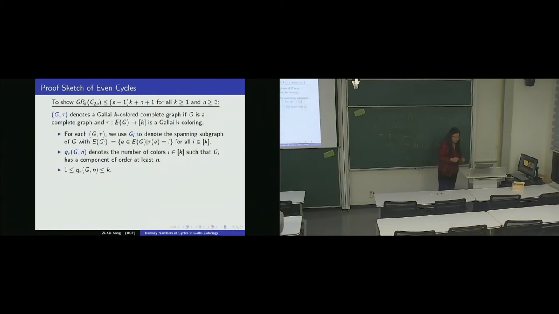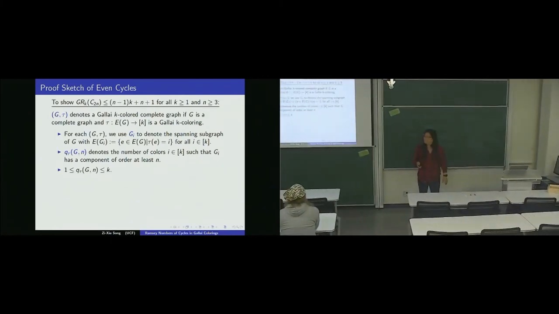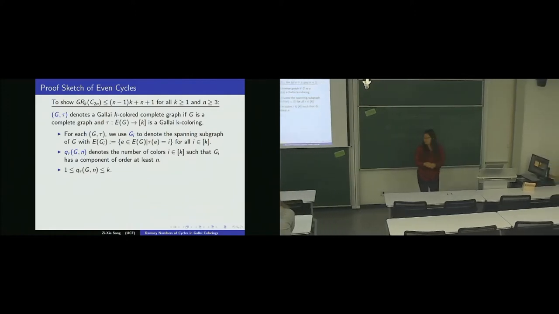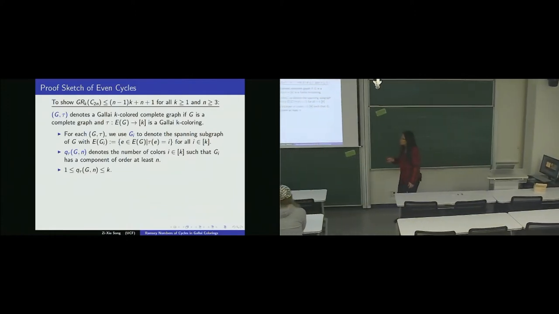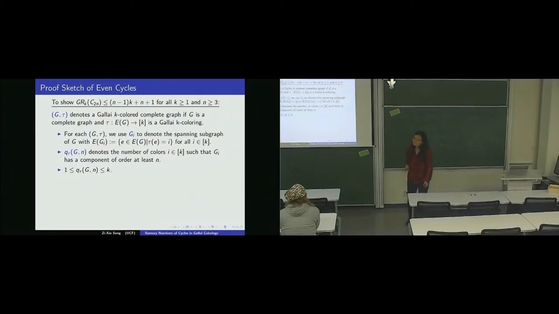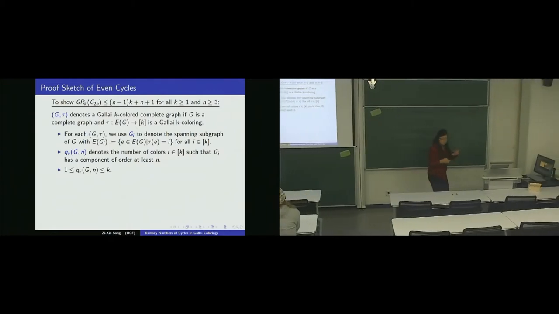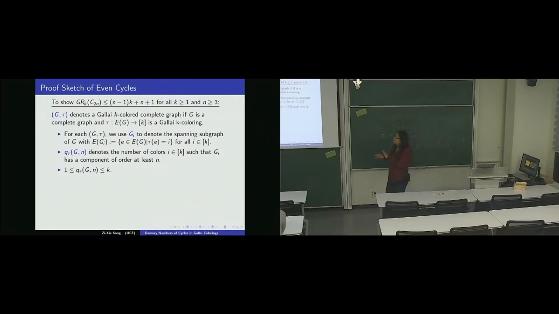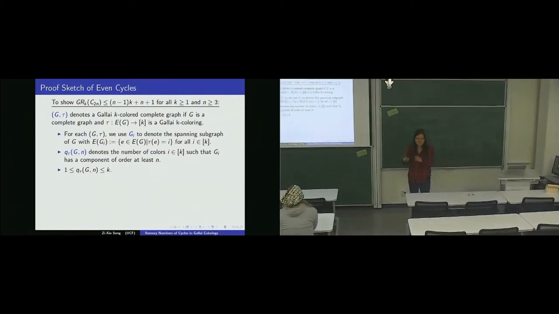Now I want to tell you slightly how we prove even cycles. To prove this one directly is not easy. So what we do is introduce this ingredient. I'm going to use G tau, this pair, to denote a Gallai k-colored complete graph, because I'm going to use a recoloring strategy. Each time I get a different coloring, so I can refer to it easily.